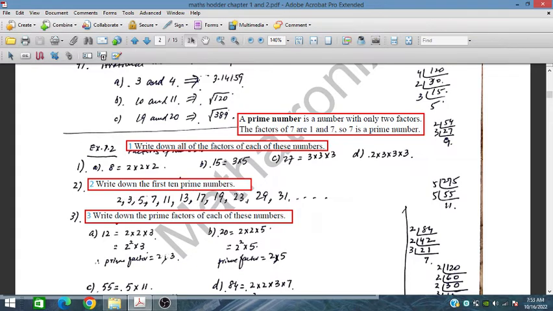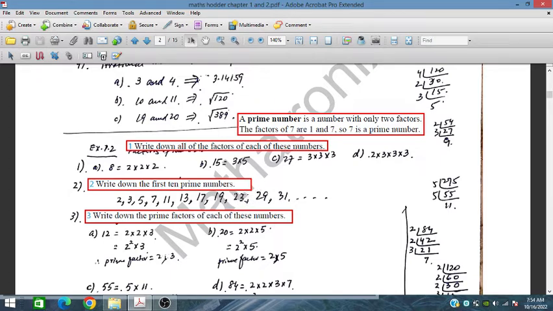Write down the first 10 prime numbers. 2, 3, 5, 7. 9 cannot be written down because 9 is 3 into 3, so 9 is skipped here. 11, 13. 15 is missing because it has factors 3 and 5, so it's skipped. 17, 19. 21 is also a multiple of 3 and 7, so it's also skipped here.